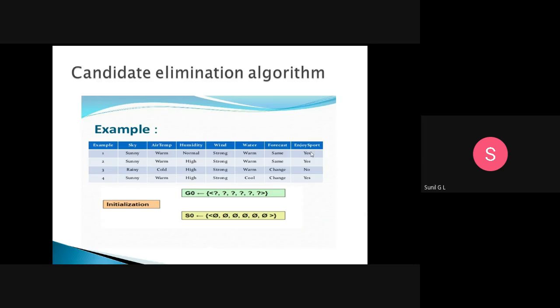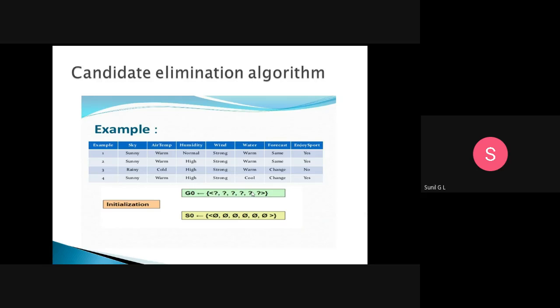In the data set, the first row is yes, this is a positive data set. The second row is also yes, a positive data set, the third one is no, a negative data set, and the fourth one is yes, also positive data. We initialize the general hypothesis with question marks and the specific hypothesis with theta values, one for each attribute.